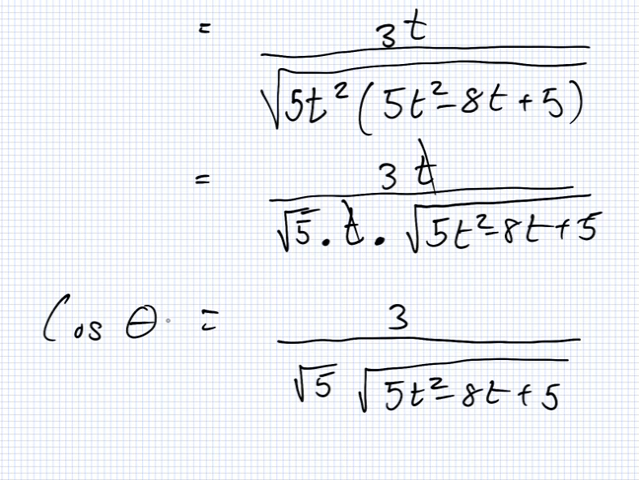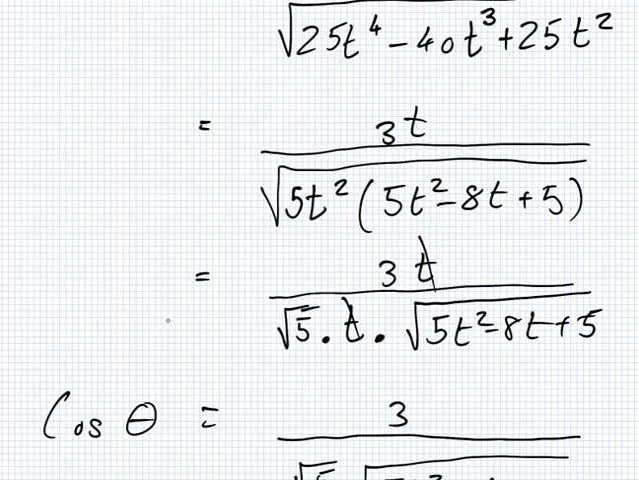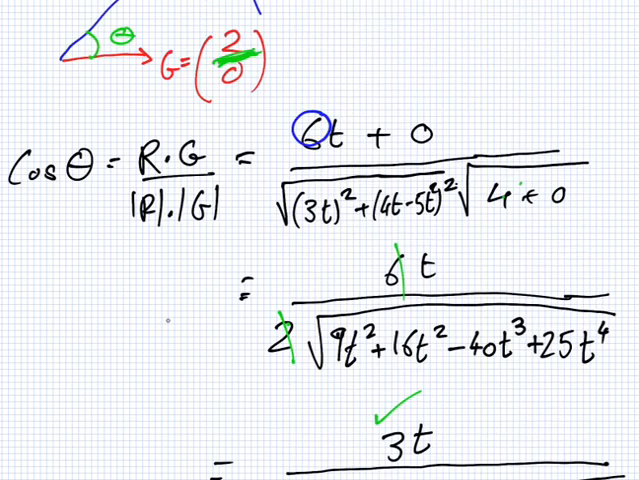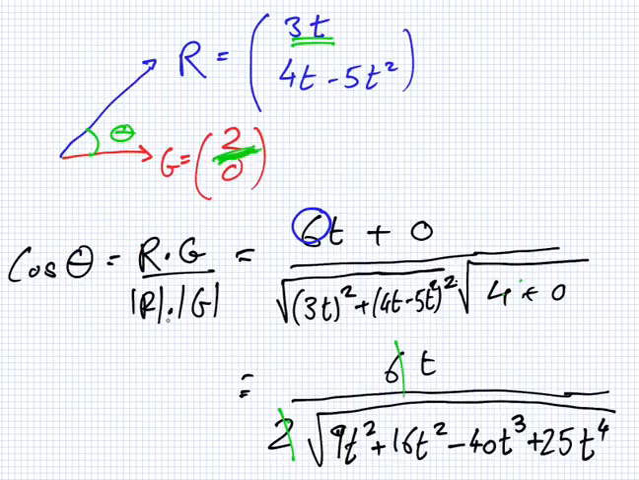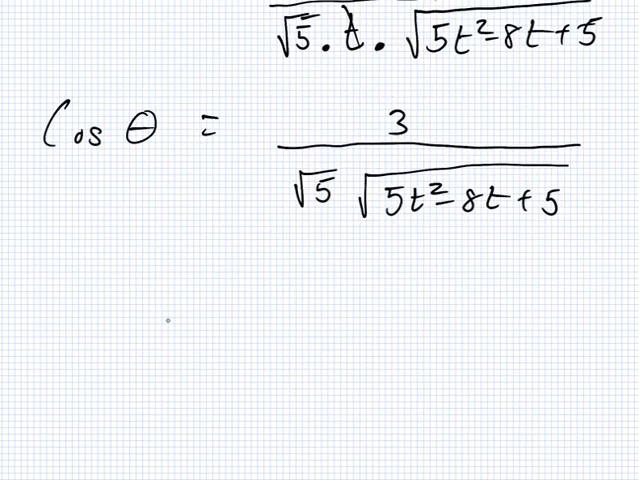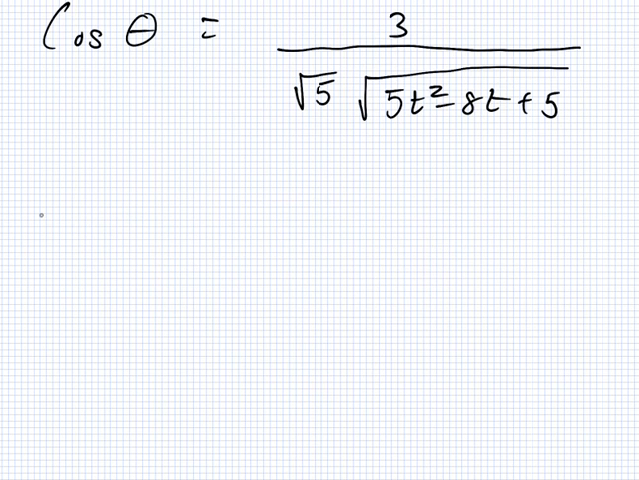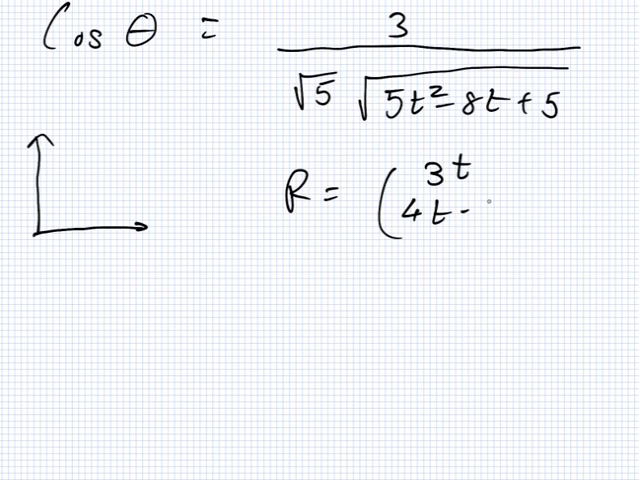So you can put in any value of t and you can get the angle. So let me just go back to my equation, 3t. Can you just read it back to me? What is it? 3t and 40t minus 5t squared. Okay.